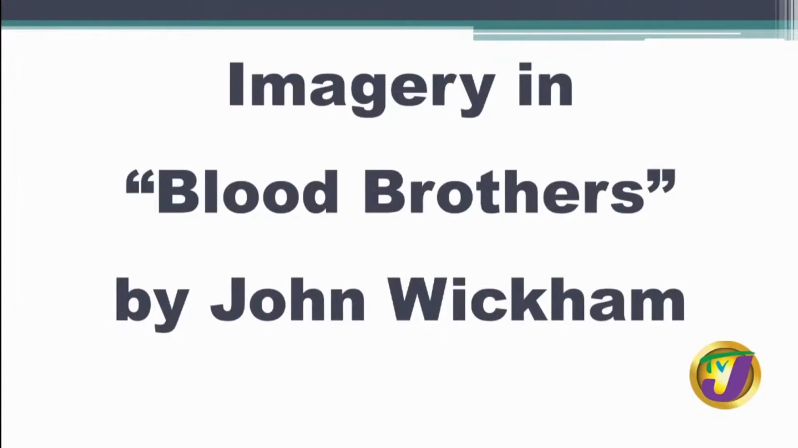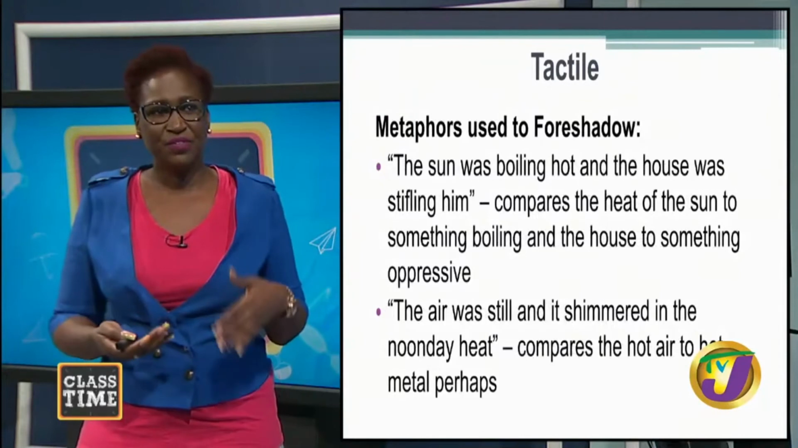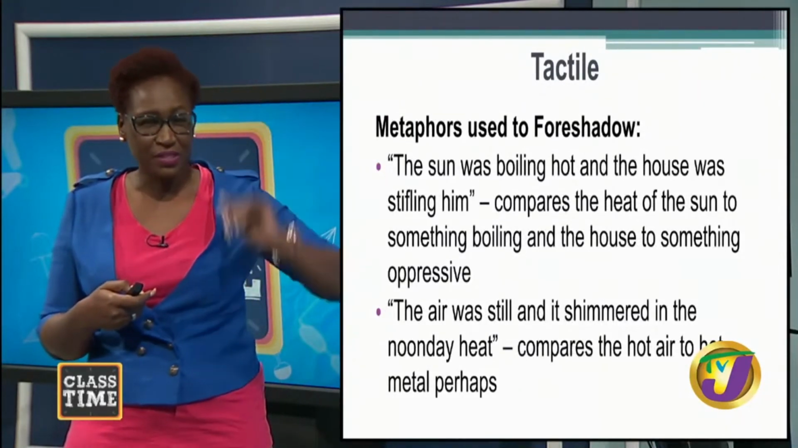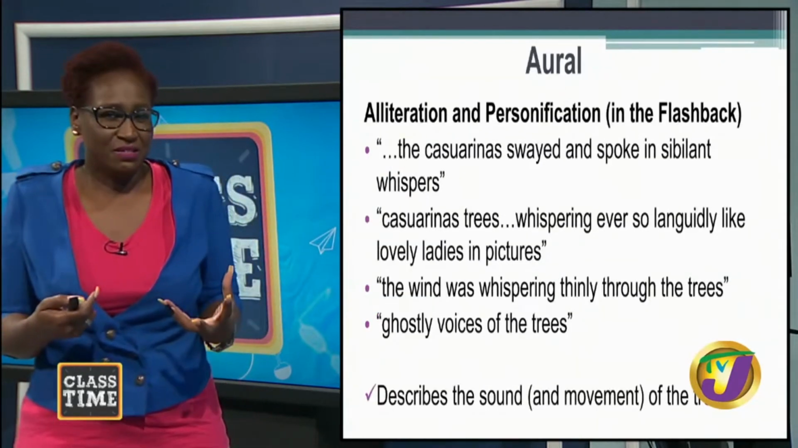So let's look at imagery in Blood Brothers now. So we have some tactile images, and we have the metaphors that are used to foreshadow. So again, you remember me mentioning this earlier about the sun and the heat from the sun. So there it is right there. And the next example, the air was still and it shimmered in the noonday heat. So that's comparing the hot air to perhaps hot metal. If you've ever lived anywhere where there are zinc roofs and you see the heat, the haze on top of it, that's the type of idea it's conjuring up. So you can feel that heat.